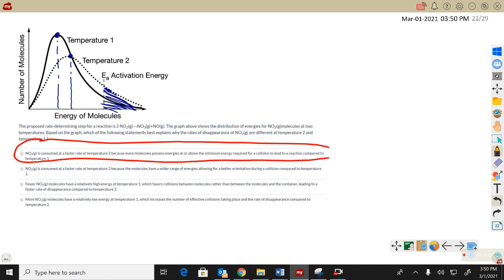Based on the graph, which of the following statements best explains why the rates of disappearance of NO2 are different at temperature 2 and temperature 1? So why do rates change as you change the temperature? Well, one is that there's a greater number of collisions. The particles are just colliding more frequently. If they're colliding more frequently, then we should have a greater fraction of collisions that are effective.